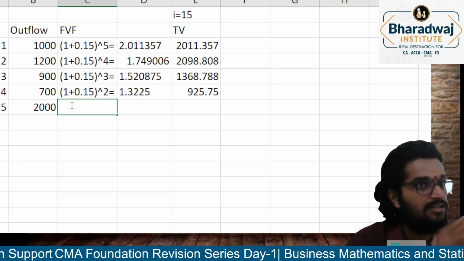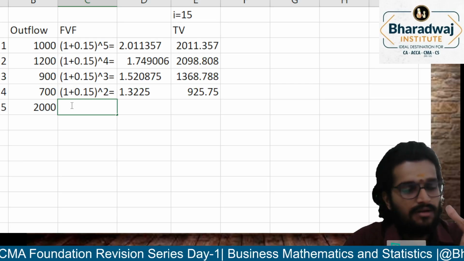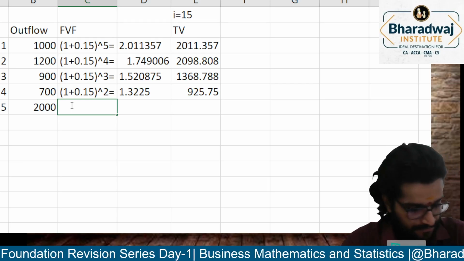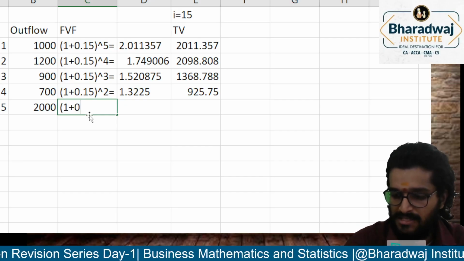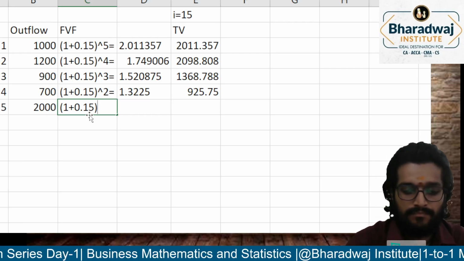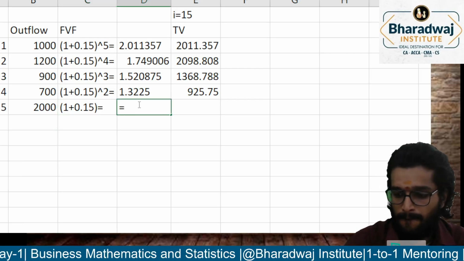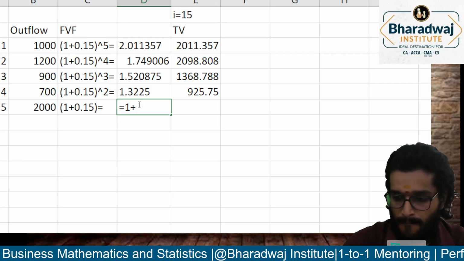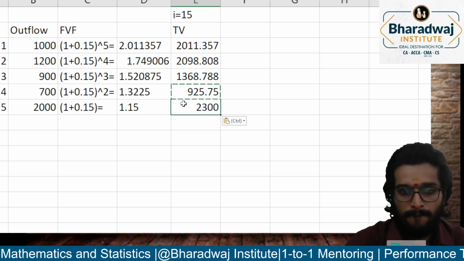1000 is at the start of first year. 1200 is at the start of second year. 900 is at the start of third year. Similarly, it will be 1 plus 0.15. Clear?